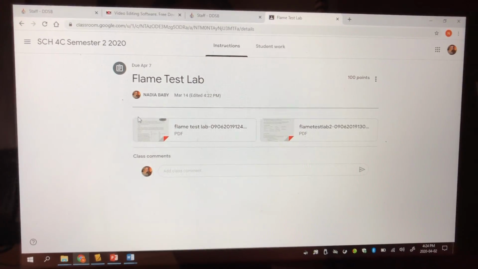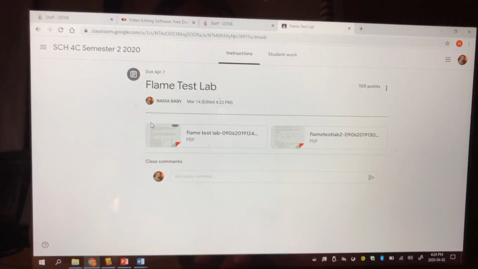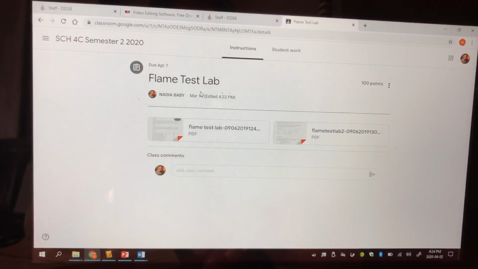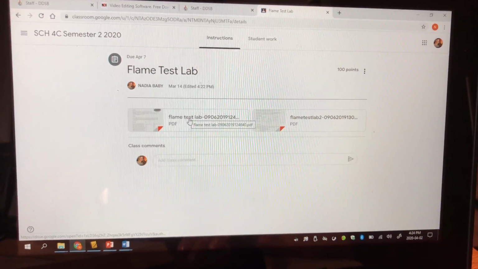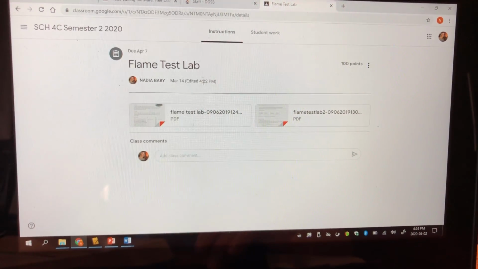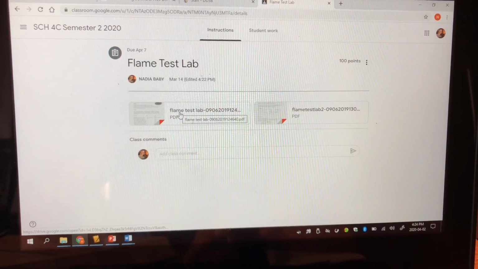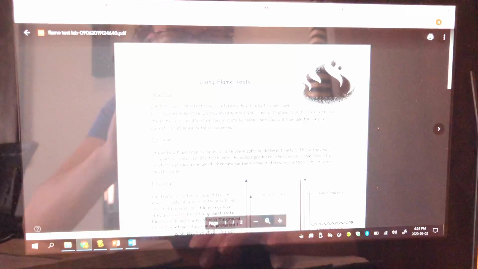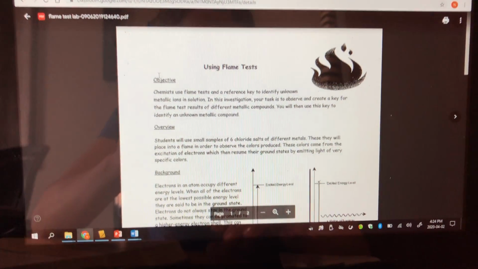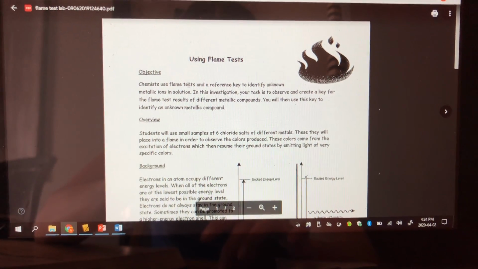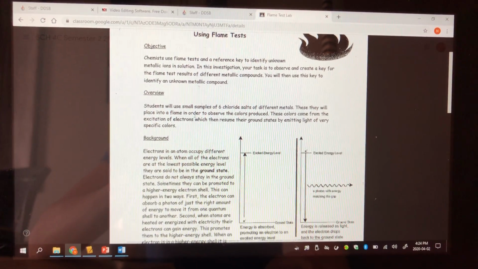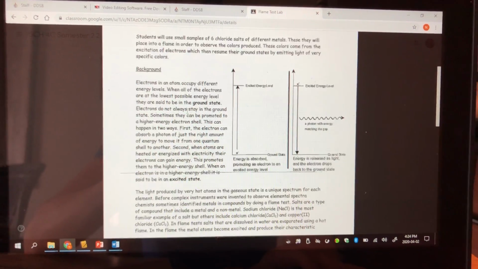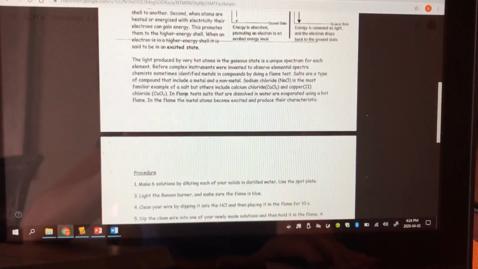So I'm just going to start off by saying that this flame test lab, which you did before the March break, I changed the due date to Tuesday, April the 7th. If you were not here during this flame test lab, I'm going to ask somebody from the class to post up the data they got. So I'm just going to review the lab.